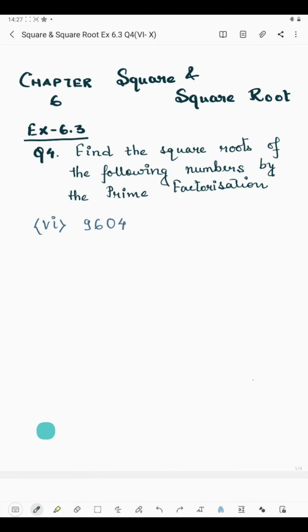Everyone, now I am going to start the 6th part. In this part we have 9604, in which 4 is at the ones place, which is an even number. So that means this can be divisible by 2. So 9604: 2 4s are 8, 2 8s are 16, 2 2s are 4. Again the last digit is 2, so it will be divisible by 2. So 2 2s are 4, 2 4s are 8, 2 1s are 2.